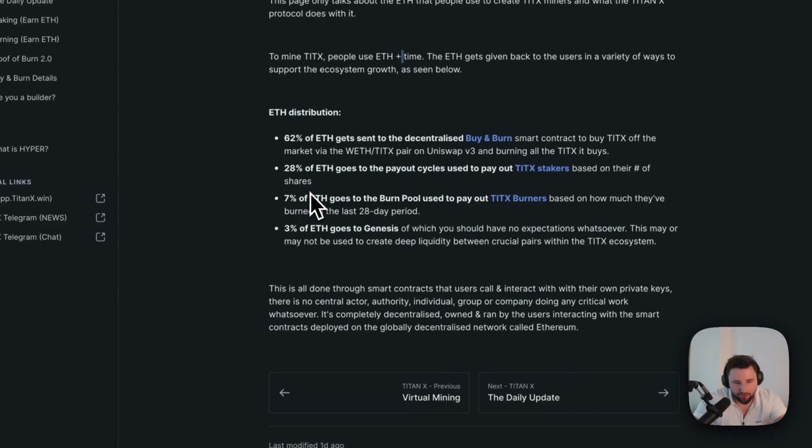Then you have 3% of Ethereum that goes to Genesis, of which you should have no expectations whatsoever. This may or may not be used to create deep liquidity between crucial pairs within the Titan X ecosystem. Everything's transparent, everything's on the blockchain. People are just going to have to put 2 and 2 together for legal reasons.